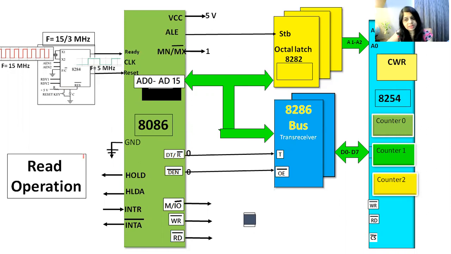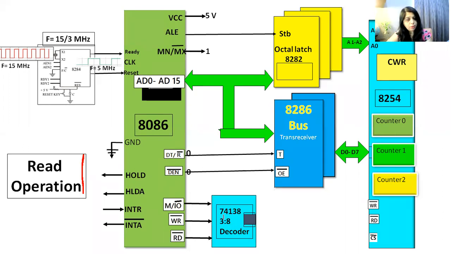Here we will understand how it behaves in case of read operation. Read operation means suppose 8086 wants to read the count from the counter. Now there are three more inputs, that is memory/IO bar, write bar and read bar.